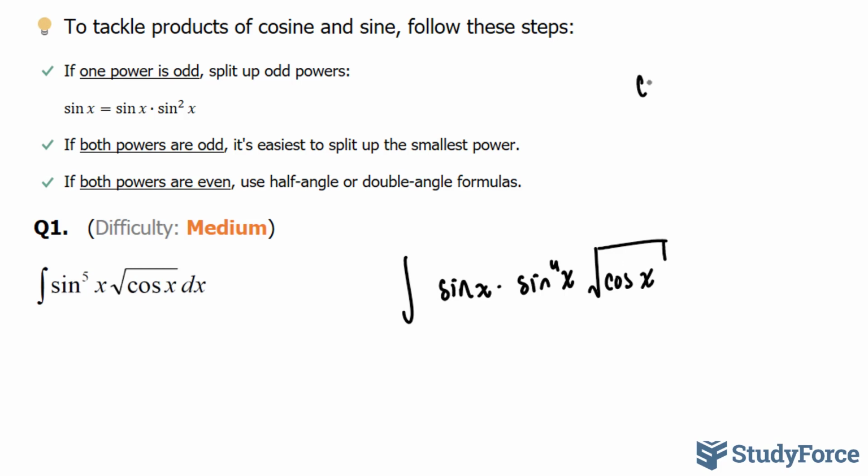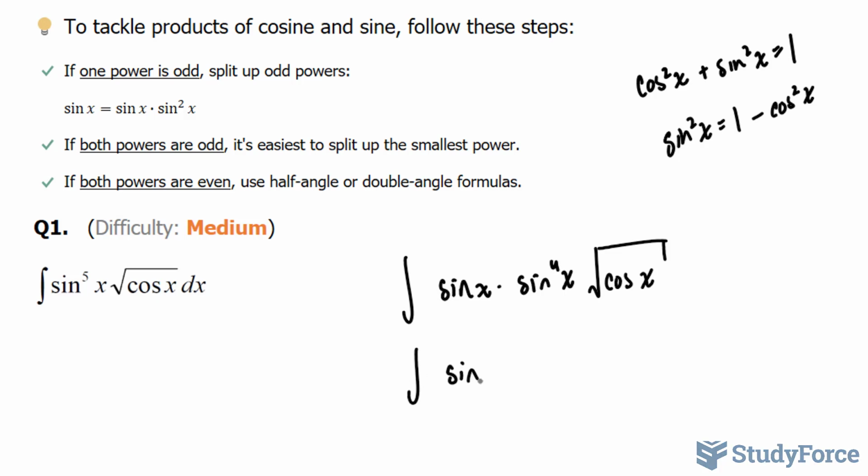Also, remember that the identity cosine squared x plus sine squared x is equal to 1 can be manipulated to look like this. Sine squared x is equal to 1 minus cosine squared x, where I brought this cosine squared x to the opposite side. And I can also manipulate sine to the power of 4x into sine to the power of 2x to the power of 2. So I end up with sine x times sine squared x to the power of 2 times the square root of cosine x. Now, why am I doing that?